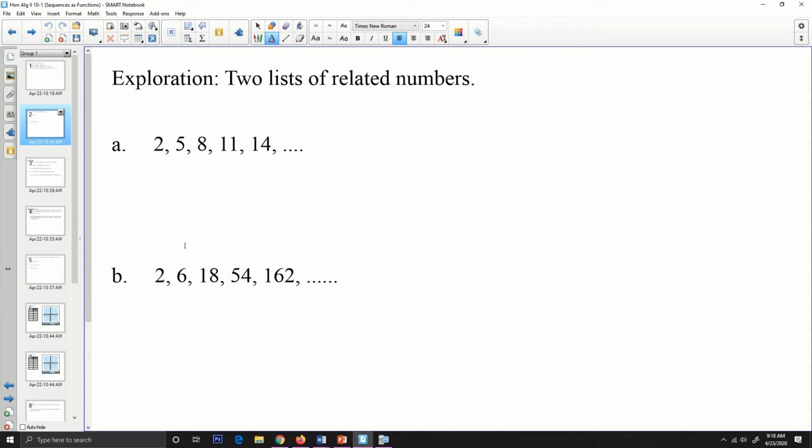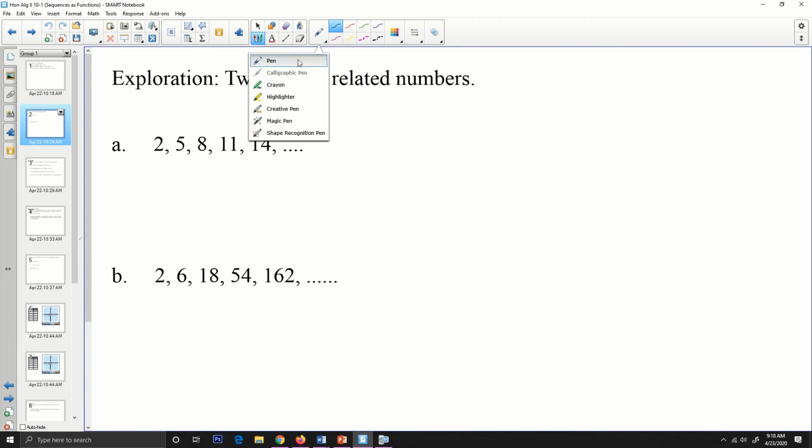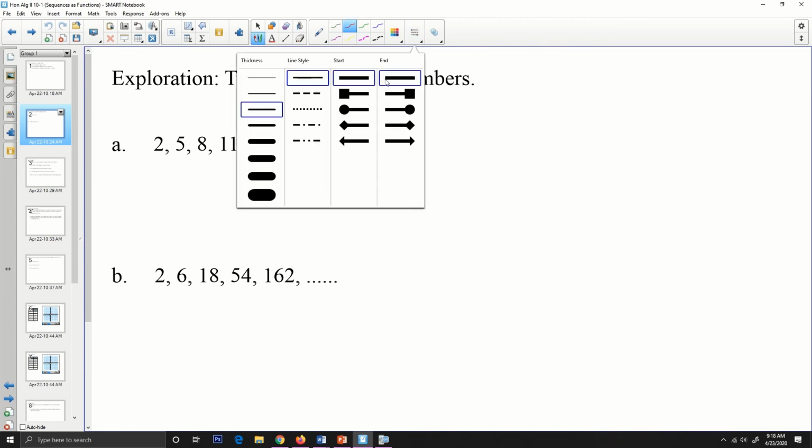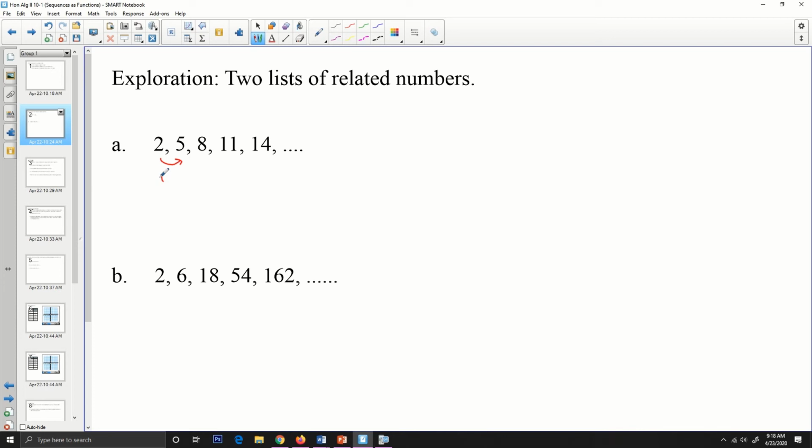Okay, so hopefully you paused there and took a look at the numbers. You notice that every time I move over one value, each time I am adding 3. So 2 plus 3 is 5. 5 plus 3 is 8. 8 plus 3 is 11. And then 11 plus 3 is 14.